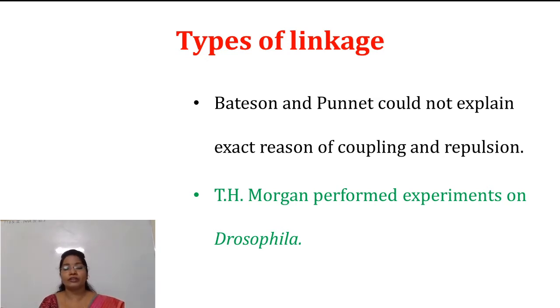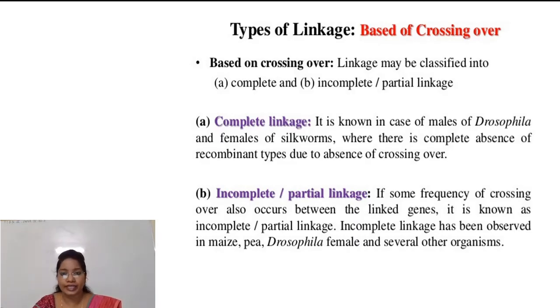Next we will move on towards the types of linkage. Bateson and Punnett could not explain the exact reason of coupling and repulsion. They just did the crosses and got the F2 ratios such as 1:7:7:1 and 7:1:1:7, deviations from the Mendelian ratio. After that, T.H. Morgan, another scientist, performed experiments on Drosophila and found that there are two types of linkage based on crossing over.